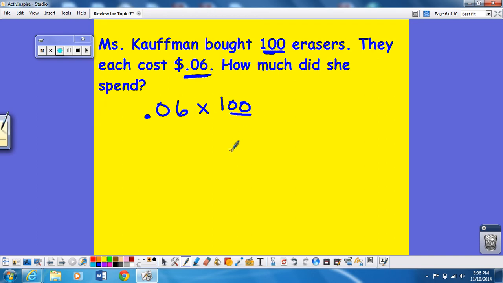There's 2 zeros in 100. Which means I move to the right two times. So the answer to that would be 6, which we're dealing with money, so hopefully you realize that would be $6. Your decimal point is at the end, $6.